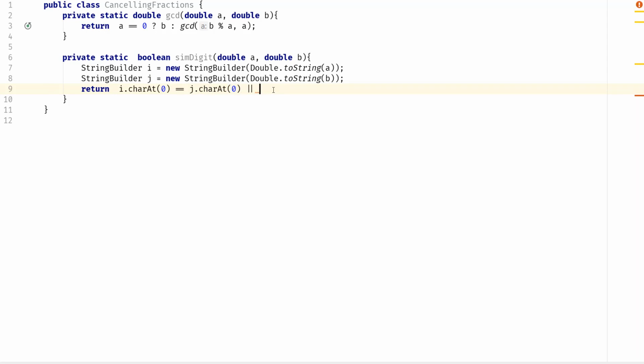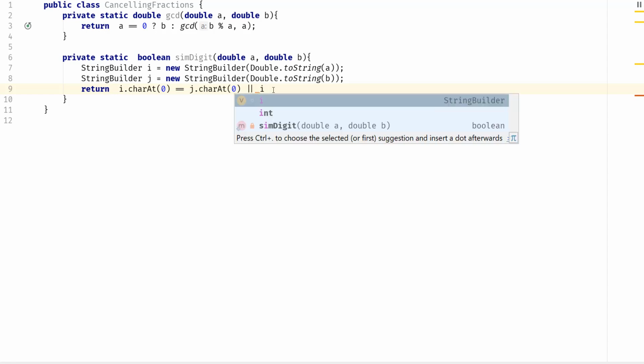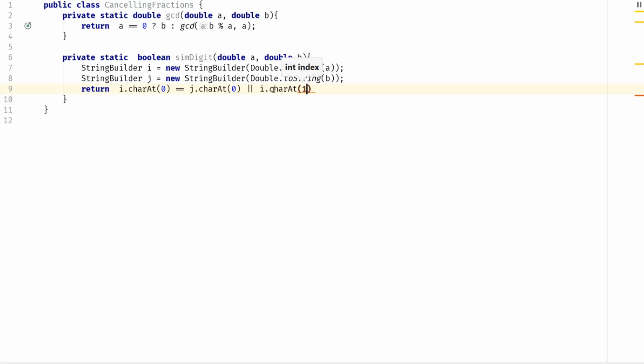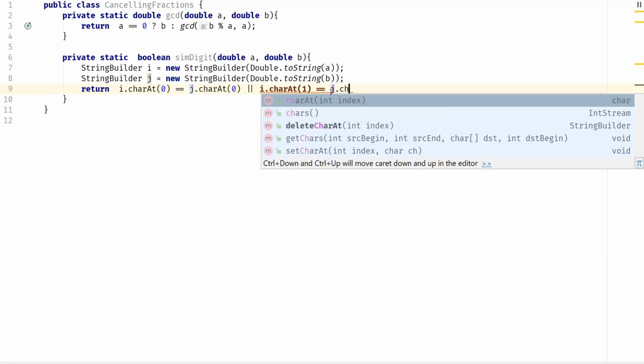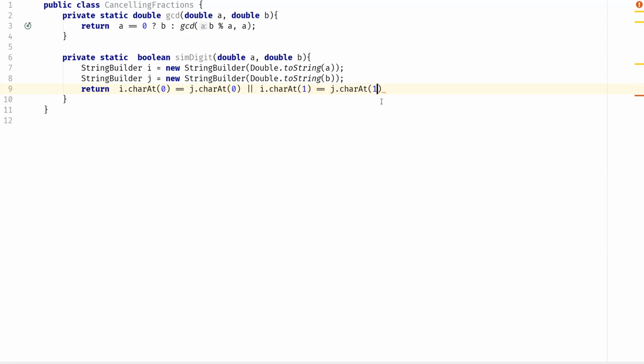Or if the first two numbers match or the last two numbers match, then we want to ignore it. So we're going to say i.charAt(1) is equal to j.charAt(1). All right, and we're going to use this later on when we are working on the final solution. Next, what do we want to do?